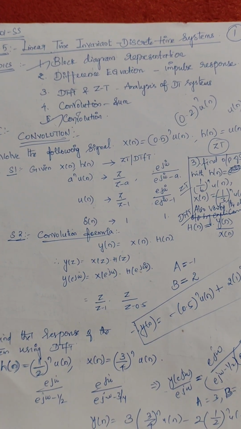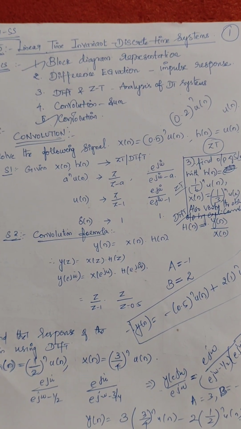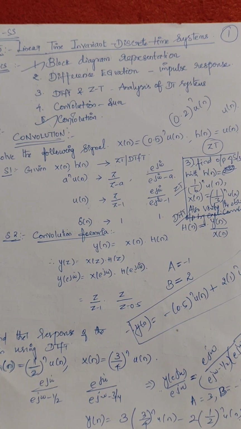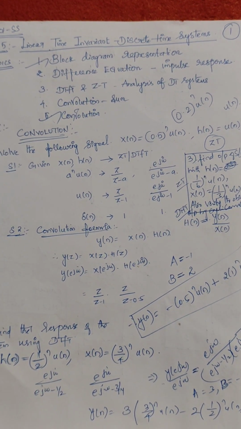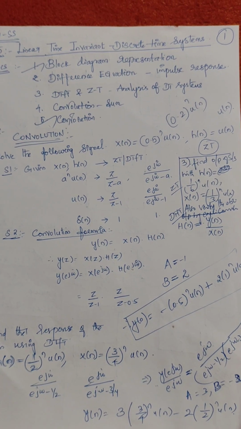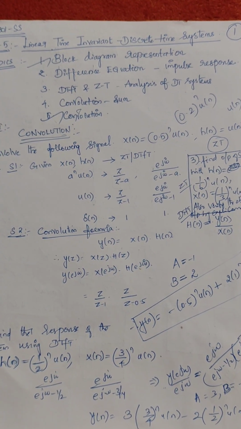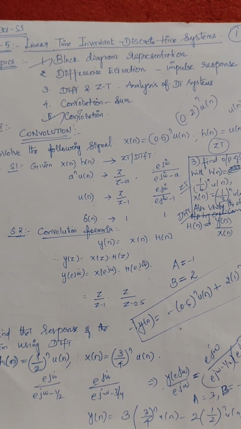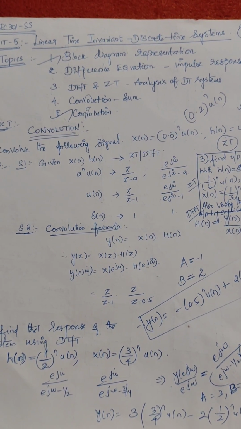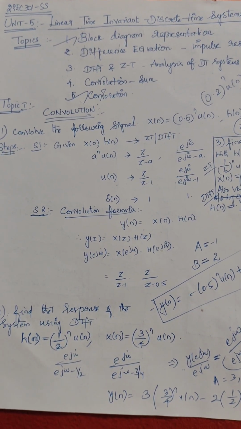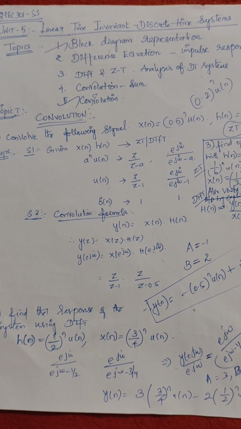Next topic, difference equation, especially they ask to find impulse response. Next, discrete time Fourier transform and Z transform, need to analyze with respect to the discrete time systems in difference equations. Convolution sum consists of the convolution methods and other methods. Then simply convolution using the formula methods. So these are the 5 topics.